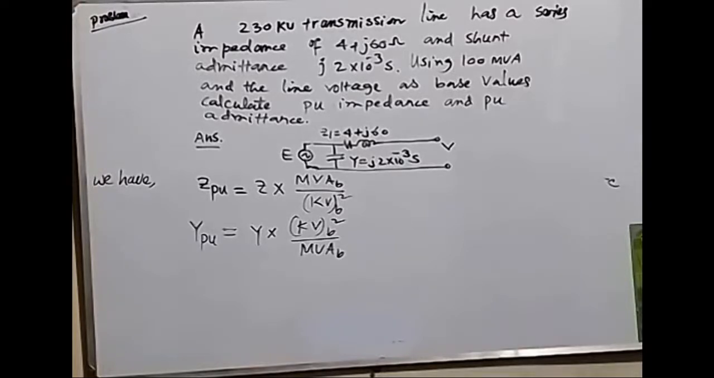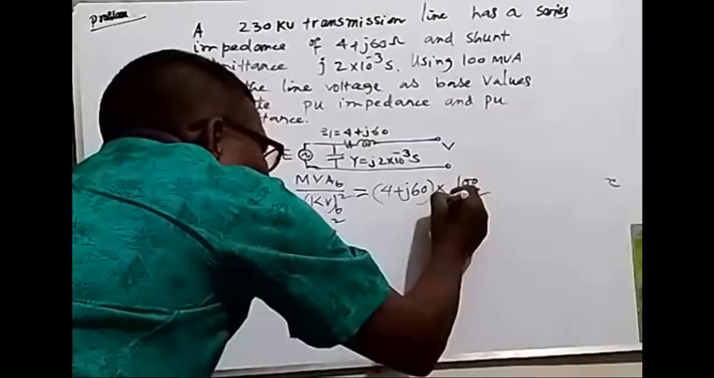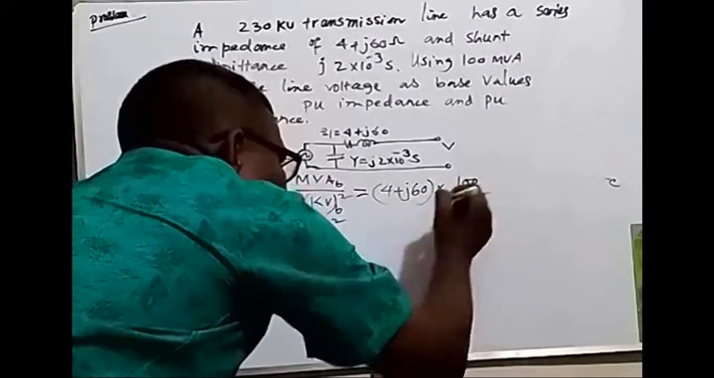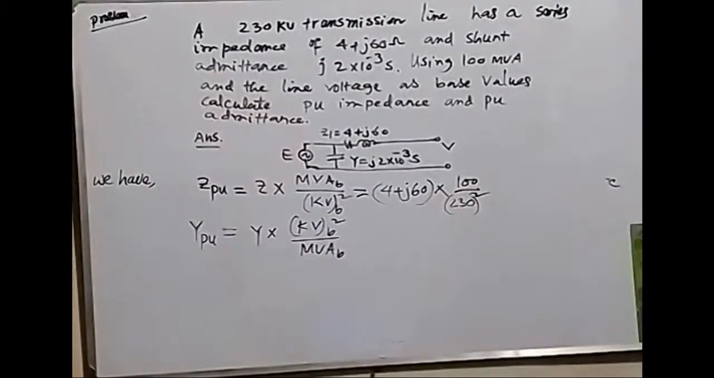Sometimes the MVA base we write as S in the triangle. S is the MVA. So we can write here to solve the problem. It will be wrong if we take 11 kV, because it is a 230 kV transmission line, using 100 MVA and the line voltage as the base. The line voltage 230 kV is the base. Remember, we should write 230. If we write 11 kV, it is wrong.